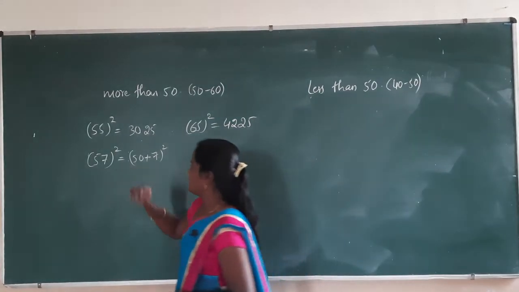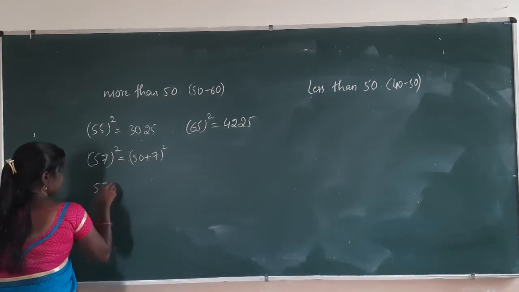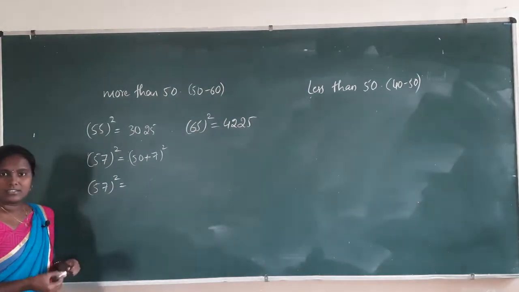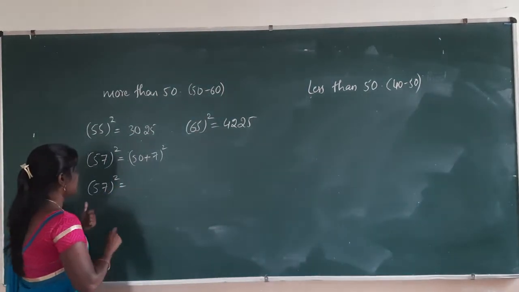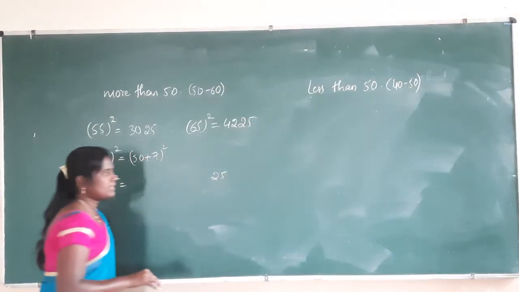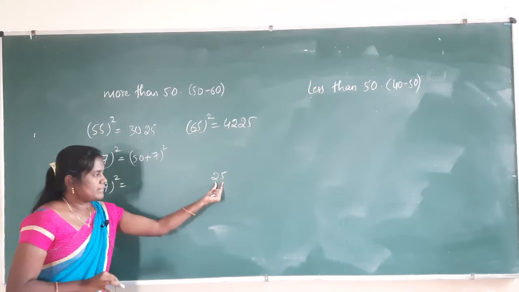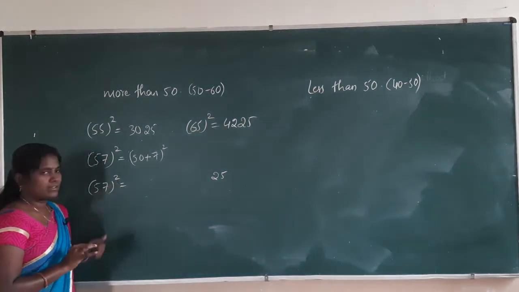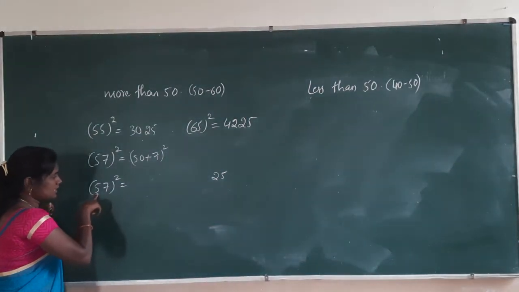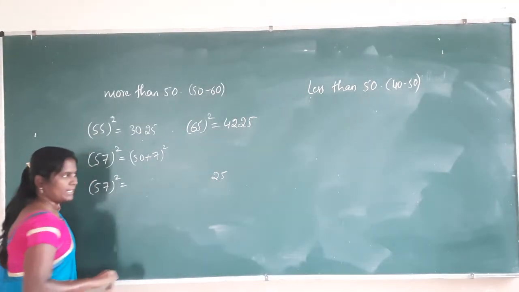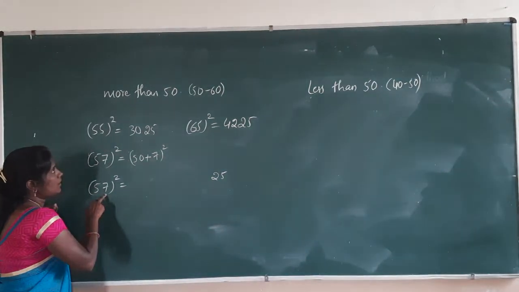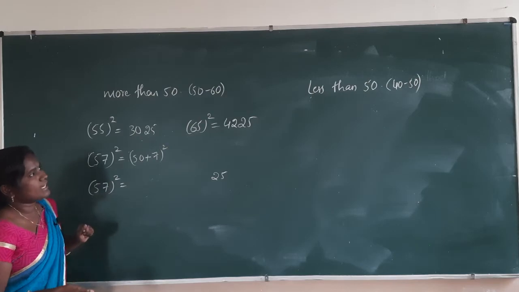Okay, here 57 square is there. See how to get it. 5 square is 25, so keep the number 25 in mind. See, 57 square. In this we have to consider the 5 square, that is 25, right? This 57 is how many digits more than 50?